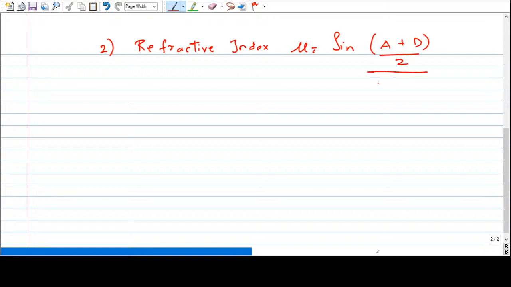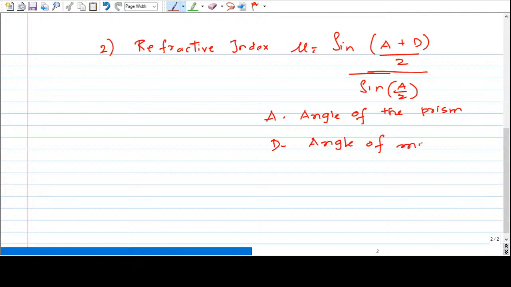The second one is very important. The same refractive index mu is also given by the formula mu is equal to sin of (A plus D) by 2 divided by sin A by 2. Here A is called the angle of the prism, and D is called the angle of minimum deviation. So the second formula is also over.